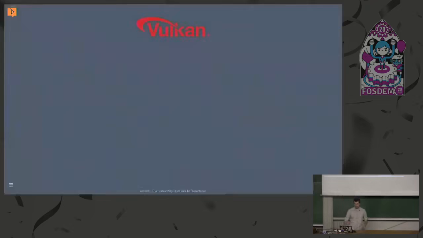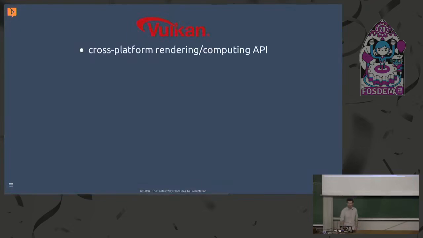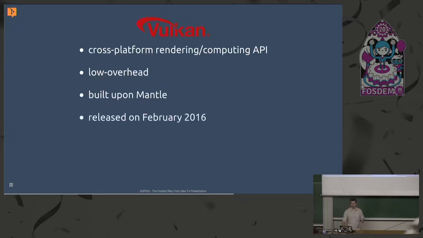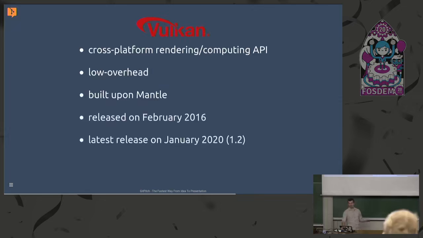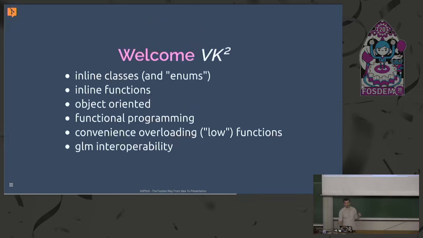Pretty natural and standard. So Vulkan, it's not only a cross-platform rendering, but also a computing API. It's supposed to also, let's say, take over OpenCL. Really low overhead. You have more than 1,000 lines for a single hello triangle. Built upon Mantle, donated by AMD. Was released in 2016, and the last release was at the beginning of this year.